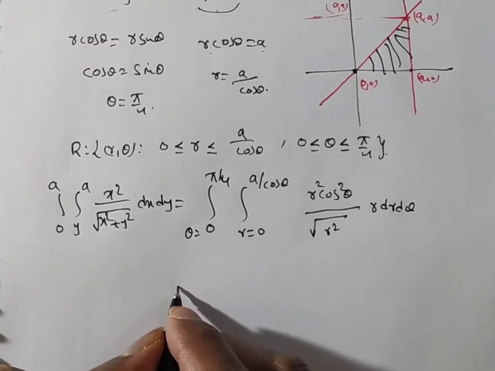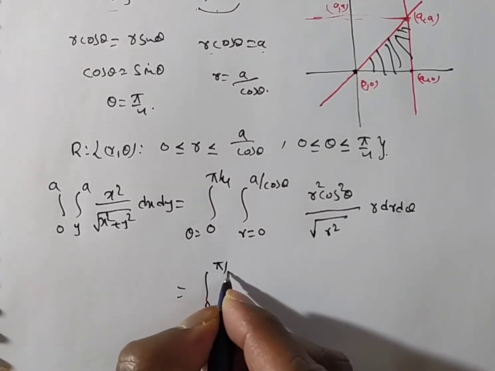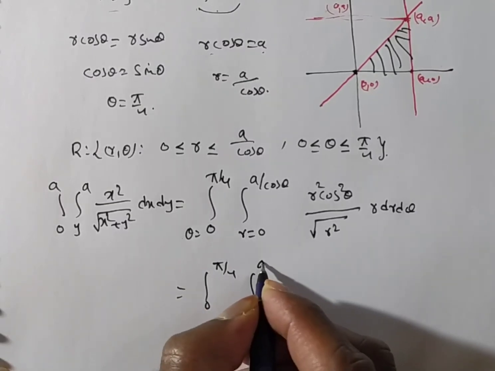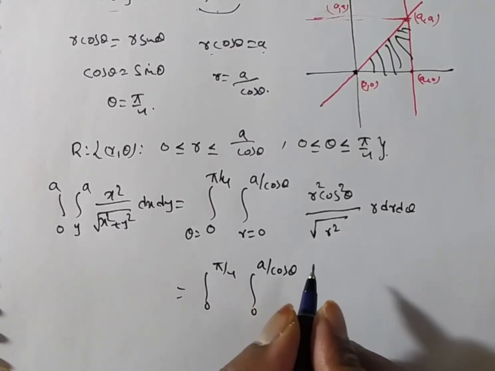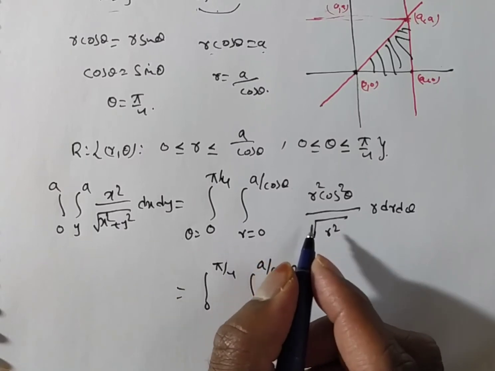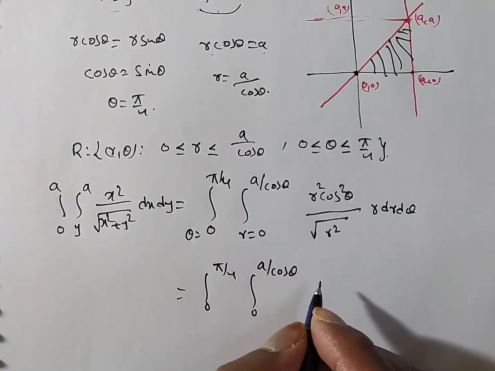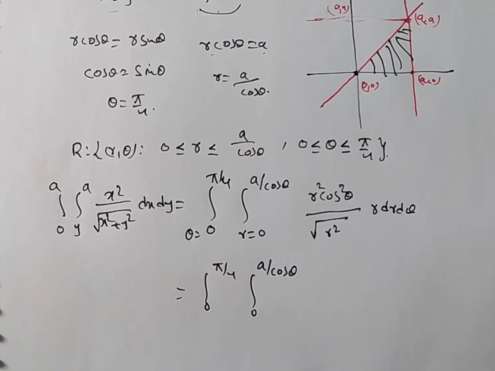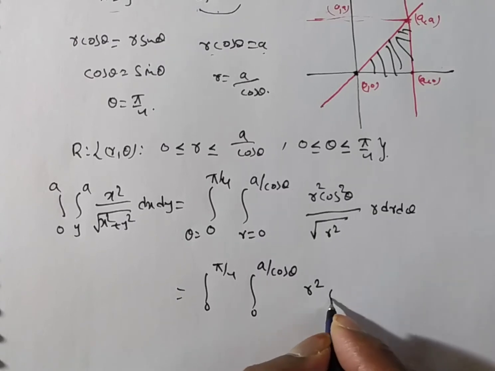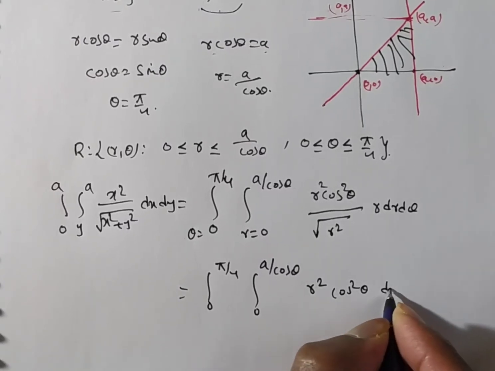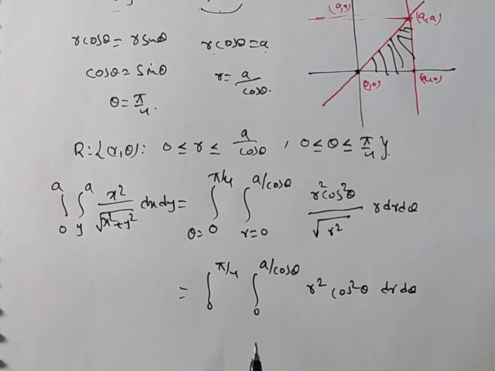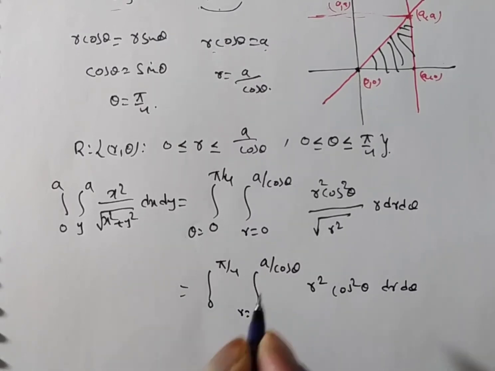That's it. Now integral from 0 to pi by 4, limits from 0 to A by cos theta, and R square into R is R cube, R cube by R we have. So what will you get in this case? You will have R square into cos square theta dr d theta. Here you observe R limit is dependent on theta.